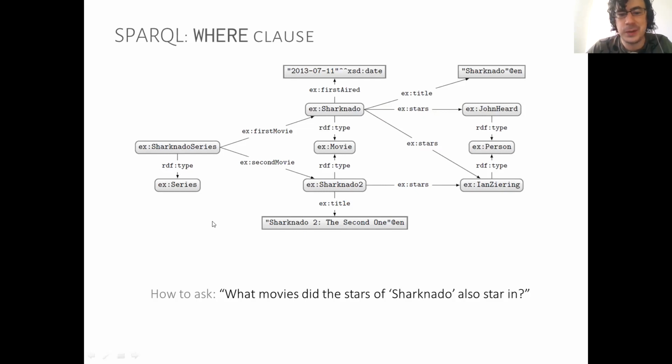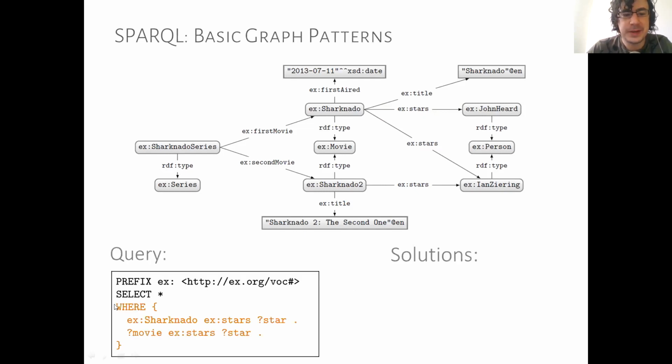So it's sort of like a join. So how do we express this query? Well, we write it as if it were RDF. We say Sharknado stars, and then here we write a variable. So Sharknado stars some variable star, movie stars some variable star, and then we're looking for solutions for that.